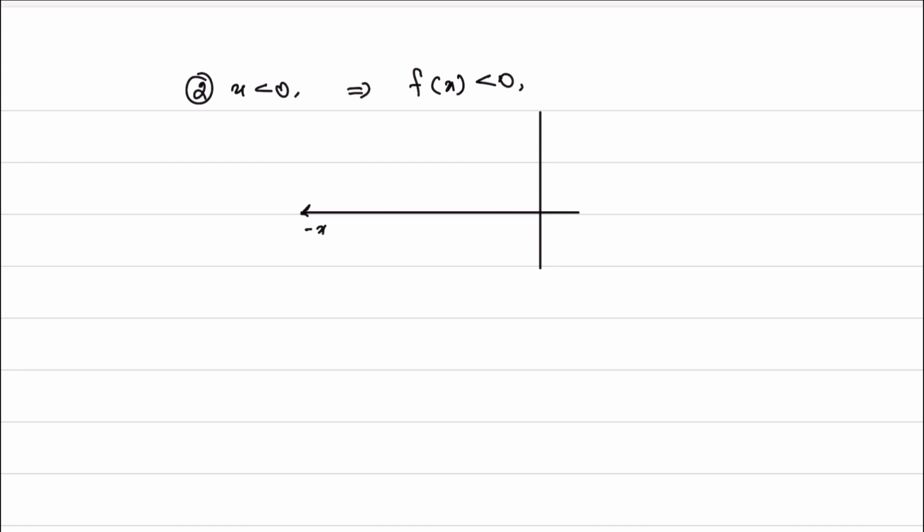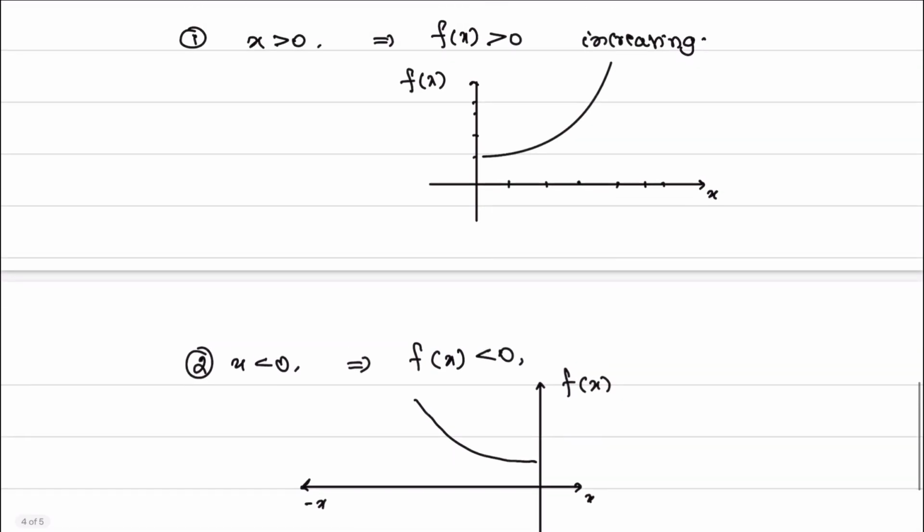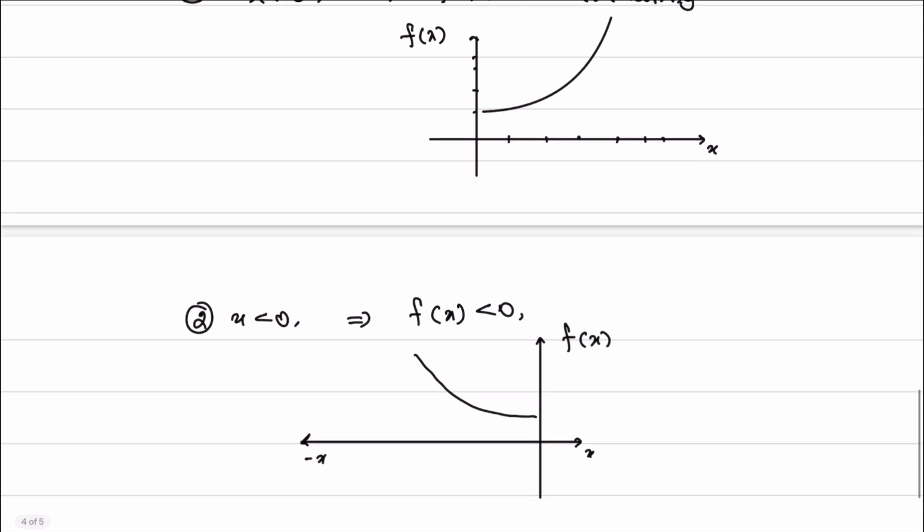This is minus x, this is x, this is y, or function x, let us say. What is happening? We are not talking about x equal to 0 here, x is less than 0. That means it will be in this region. For x less than 0, this is increasing exponentially. We are not touching x equal to 0. Now you just see, here it is like this, here it is like this.